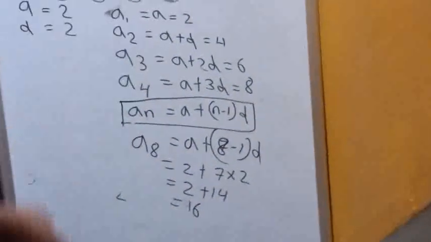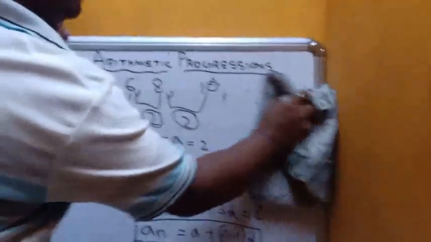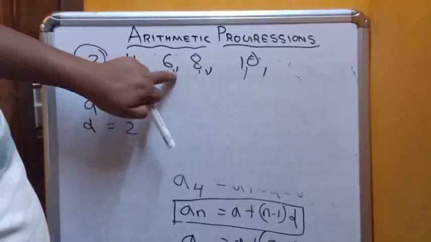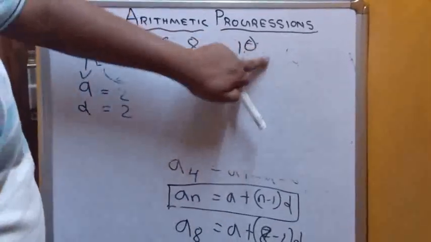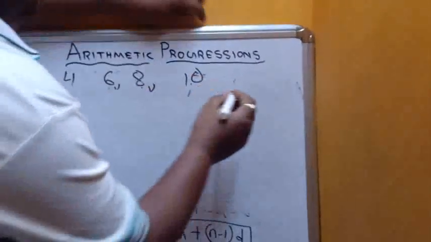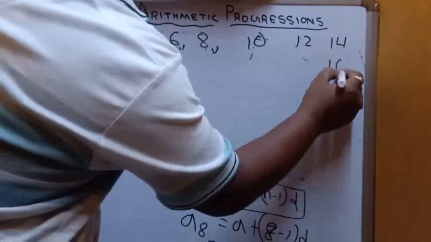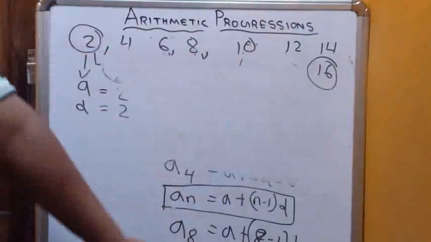Let's check it out. How can you check? First term 2, second term 4, third, fourth, fifth. The 6th term, what do I get? 12. 7th term 14. 8th term 16. So you are getting the 8th term as 16.